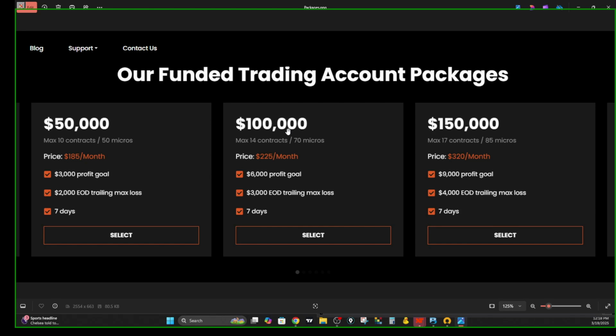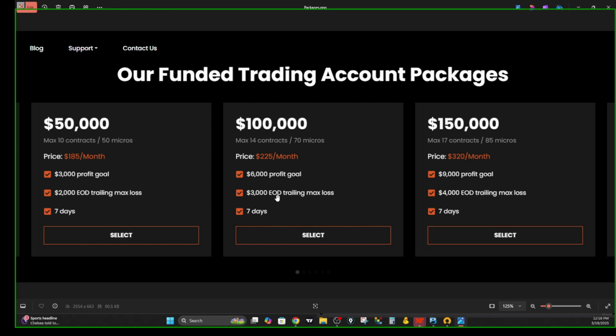The most important parameter out of these 3 parameters is your end of day trailing max loss. I want you to have at least 3 good chances a day at making money and being profitable. So what would that mean?